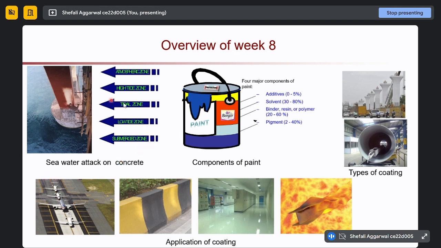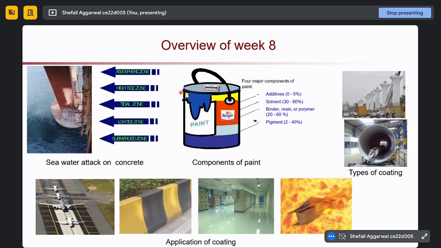So in this week, you might have studied the different zones of concrete near the sea and what kind of attack would be there. Like in the atmospheric zone, mostly it is a corrosion-based attack. The same in the high tide zone, tidal zone, and low tide zone. Different zones will have different types of attacks in them. And this you might have studied.